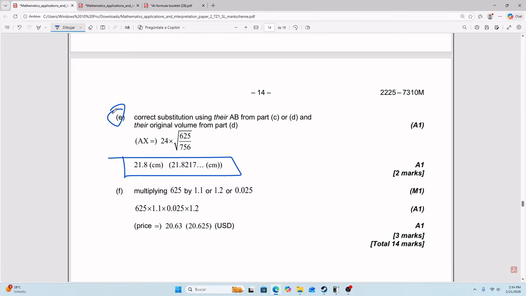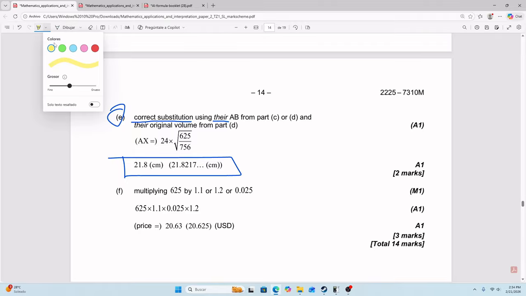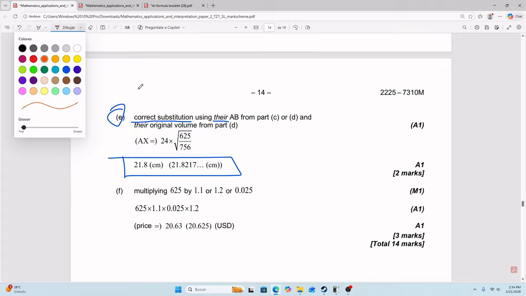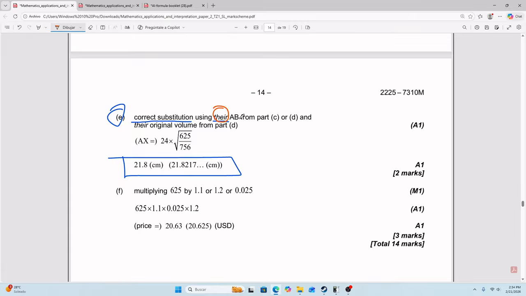So notice, part E is correct substitution using their AB from part C or D. And this, ladies and gentlemen, I did want to mention as well. The IB usually gives a lot of credit and points for following the right procedure. That's also why I talk so much about procedure. So in this case, you get the right answer for plugging in what you got for AB. And so even if you plug in the wrong AB, you still get a point. That is how important procedure is.